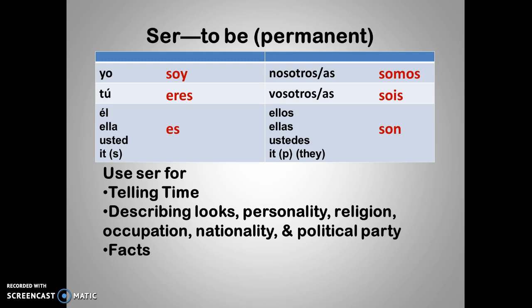Facts, things like today is Tuesday, or it is June, or it is 2016. The capital of Iowa is Des Moines. So those are facts. We're also going to use it to talk about events, where the events are or when the events are, and origin, as we've already done with yo soy de los Estados Unidos. All right, so turn the page to the phrases about how to tell time.